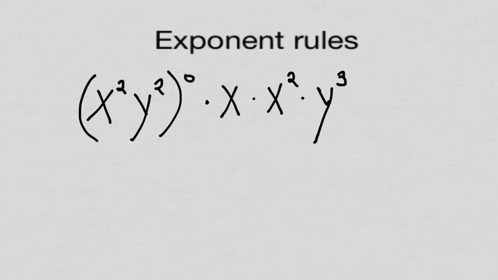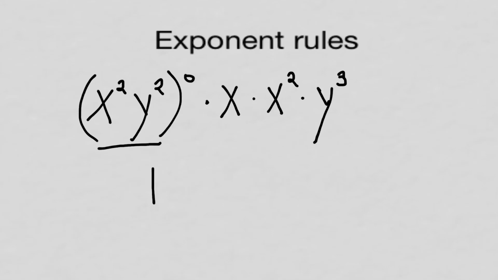Last problem. I like to try to keep these videos around 10 minutes, and we're kind of getting close to that right now. All right. We've got x squared, y squared to the 0 power. This should be quick. I know anything to the 0 power is 1. Doesn't matter what's inside those parentheses. It's 1. Right? Now we've got our x's.